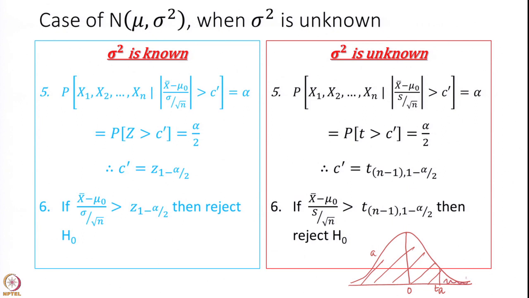We would like to have this to be alpha by 2, then this has to be 1 minus alpha by 2, your A has to be 1 minus alpha by 2. So accordingly it is shown here, and we say that if your T statistic, which is x bar minus mu 0 divided by sample standard deviation by square root n, is greater than T 1 minus alpha by 2 for the n minus 1 degrees of freedom of T distribution, then you reject H 0.